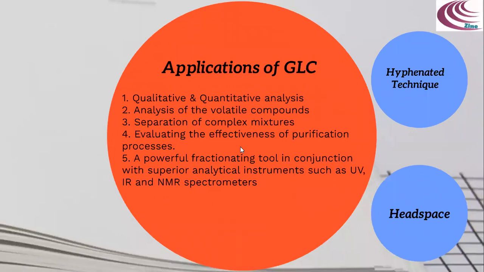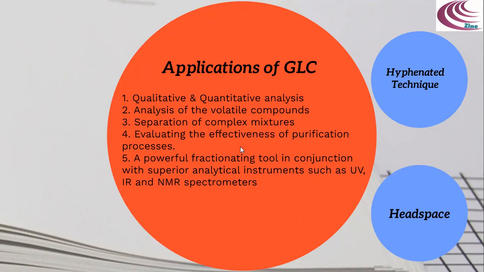Then moving towards applications of gas liquid chromatography. It is used for the qualitative and the quantitative analysis under carefully controlled conditions. An accuracy of 1.3% is attainable. GLC is commonly used for the analysis of volatile compounds or the compounds which can be vaporized at the temperature of the sample port of the gas chromatograph.